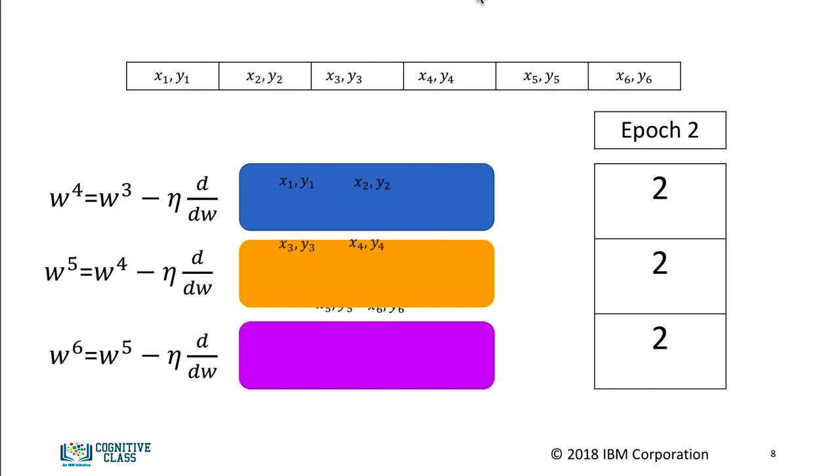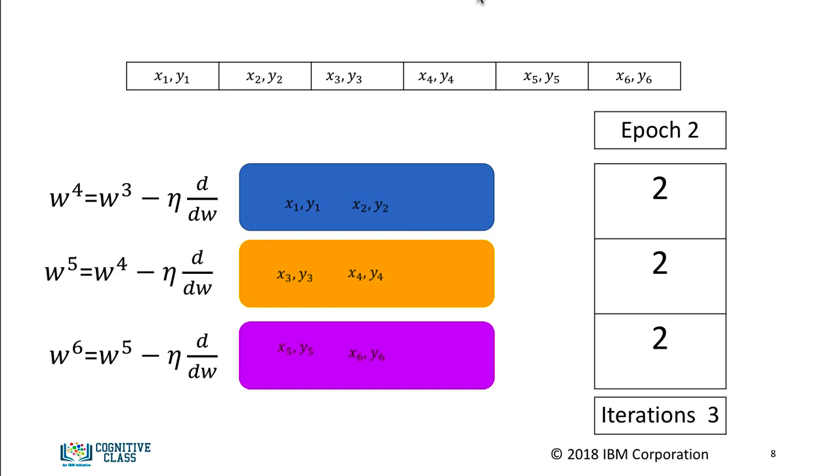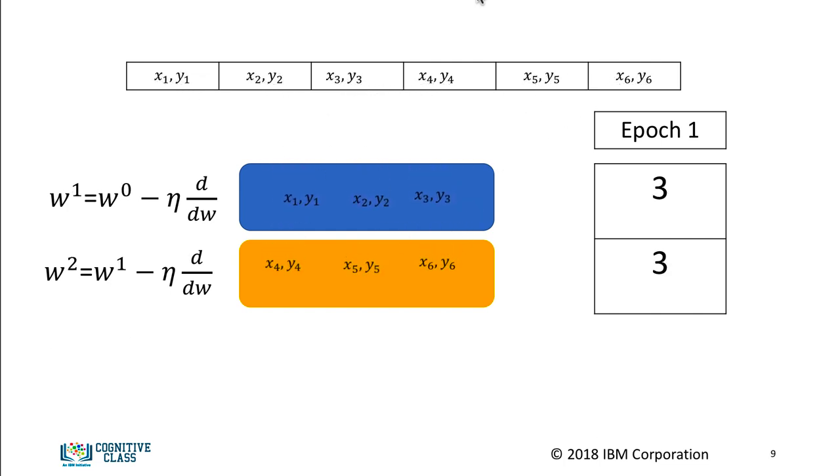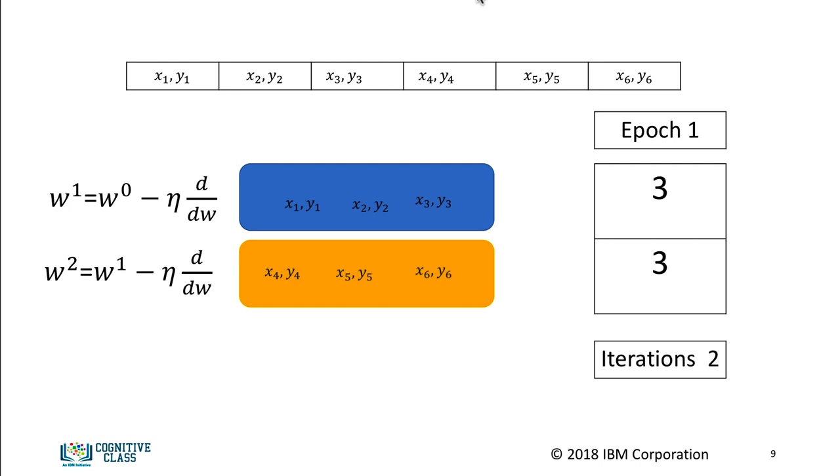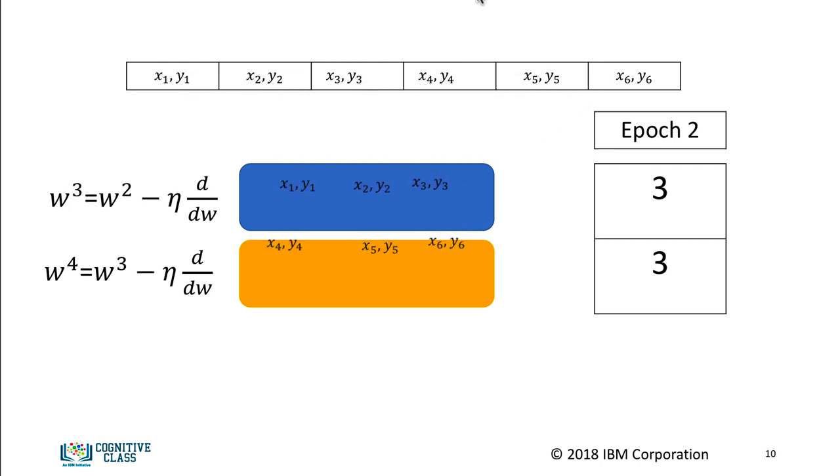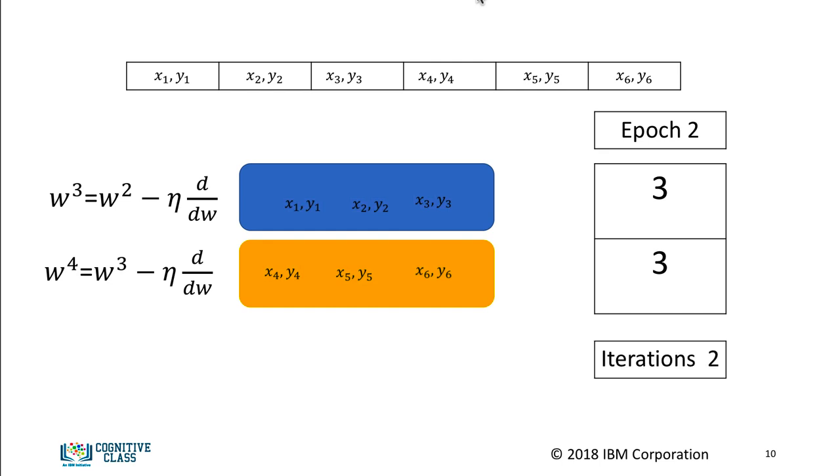We repeat the process for the second epoch, and it takes a total of 3 iterations to go through the data. Let's see what happens when we choose a batch size of 3. To go through one epoch, it only took 2 iterations. For the second epoch, it also takes 2 iterations.